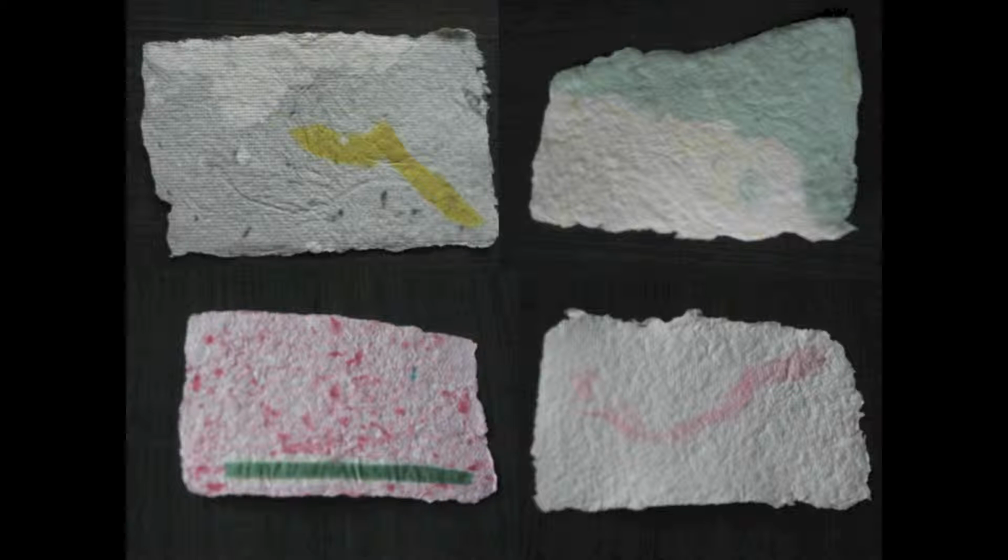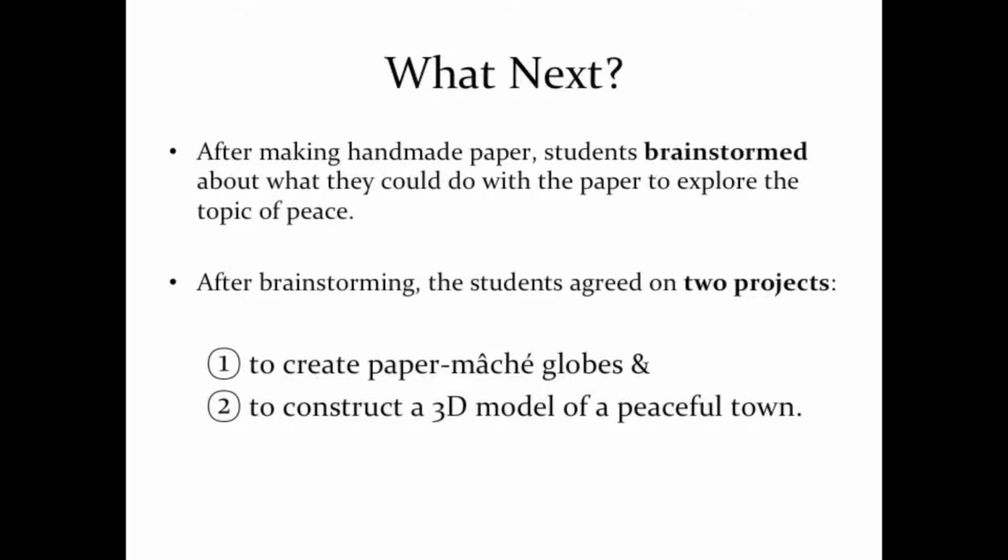After making the handmade paper, students brainstormed what they could make with this paper to explore the topic of peace. Eventually, the students agreed on 2 projects: to create papier-mâché globes and to construct a 3D model of a peaceful town. Now, step 4 was creating a papier-mâché globe.